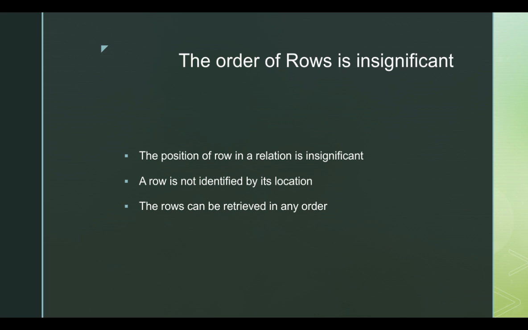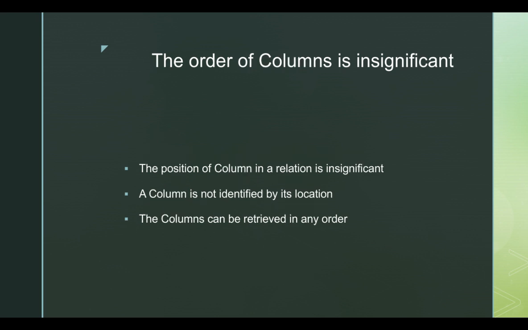And the same property is used for the columns. As I told you, the order of the rows is insignificant, so this point is related. The order of the columns is insignificant also. The position of the column in the relation is insignificant. Position doesn't matter. So a column is not identified by its location in a relation. It is referenced by its name. So the columns can be retrieved in any order, just like the rows can be retrieved in any order.